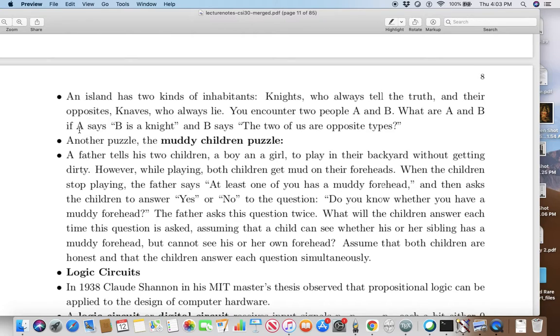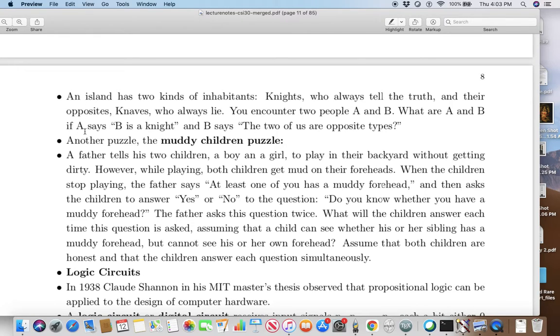If A is a knight, then B is a knight. You understand? A knight will always tell the truth. So if A is a knight and A is saying B is a knight, then they are both knights, in which case B has to speak the truth also. So if B says the two of us are opposite types, then that's false because they are both knights.